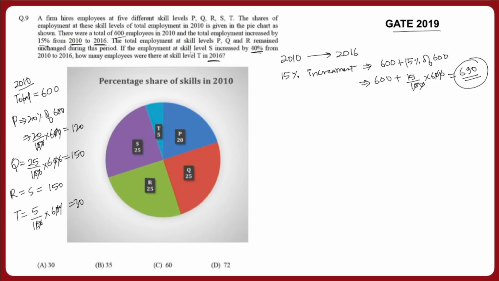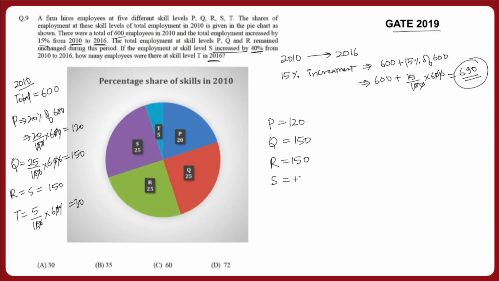Now it says that there is no change in employment in P, Q and R. So the number of people in P, Q and R is unchanged. So P is 120, the way it was in 2010, it will remain the same. Q is 150, it was already 150, so there is no change. R also has no change, so 150 there as well. Whereas in S, it is said that there is a 40% increase. So the skill level of S is increased by 40%.